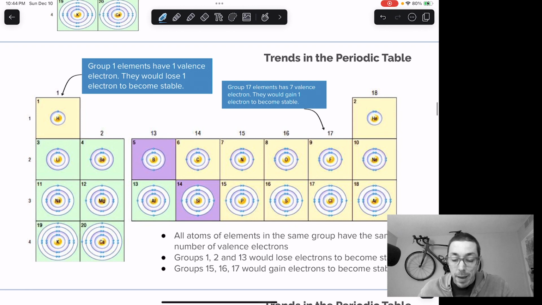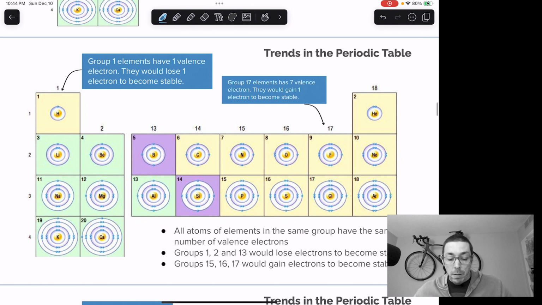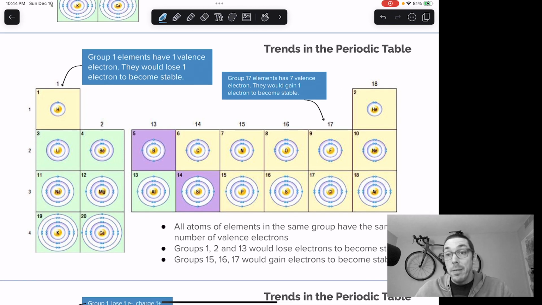Group 1 elements, since they have 1 valence, they always want to lose that 1 electron. It's really easy to lose 1 to become stable and empty out that valence shell, leaving the next one in full. And over on the other side, group 17 already has 7, and we've already seen the example of chlorine. If they all can gain 1 electron, then they will fill up their valence shell of electrons and become more stable. But that's not the only two groups that can gain and lose electrons.